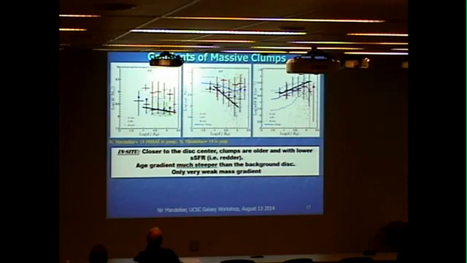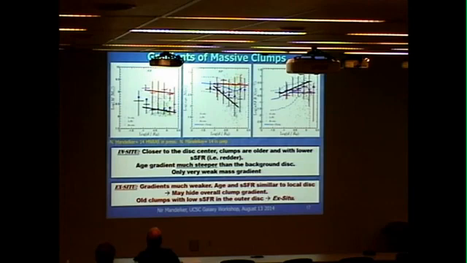And with lower specific star formation rate, the age gradient is much steeper than the background disk, which you can see here in blue, which shows that they must have evolved separately from the underlying stellar population in the disk. But you get only a very weak mass gradient because on average these clumps are supposed to have basically constant mass as they migrate.